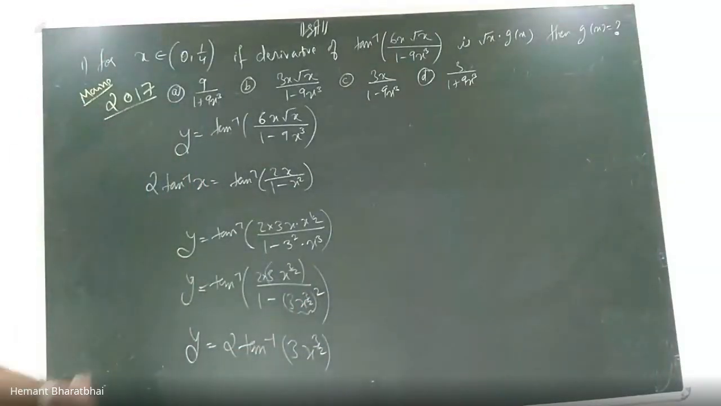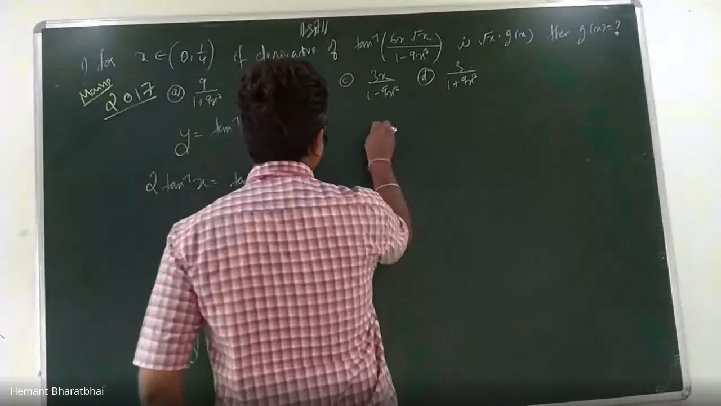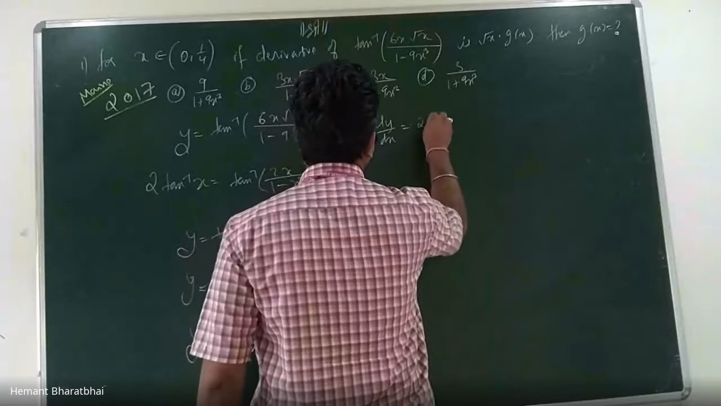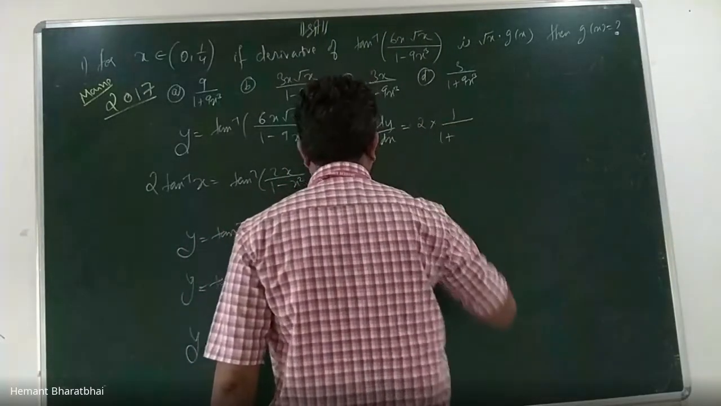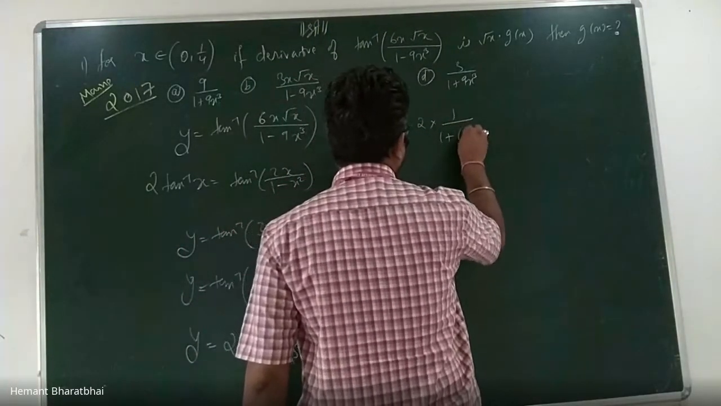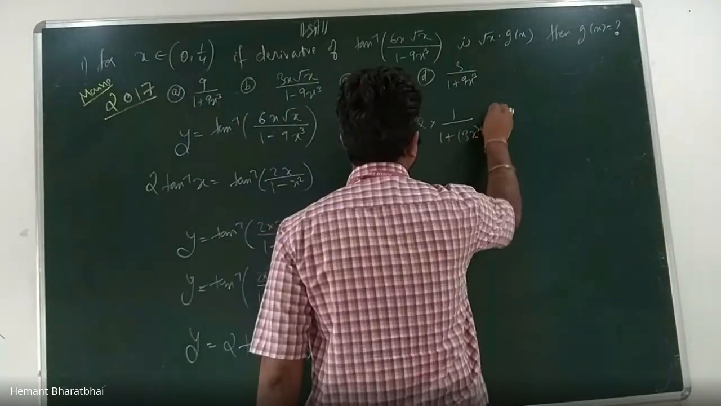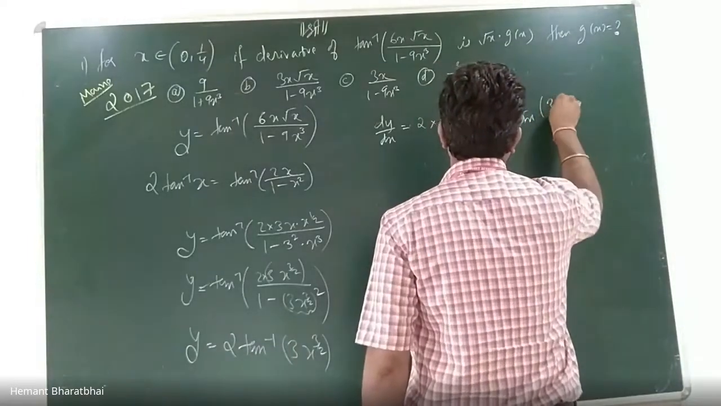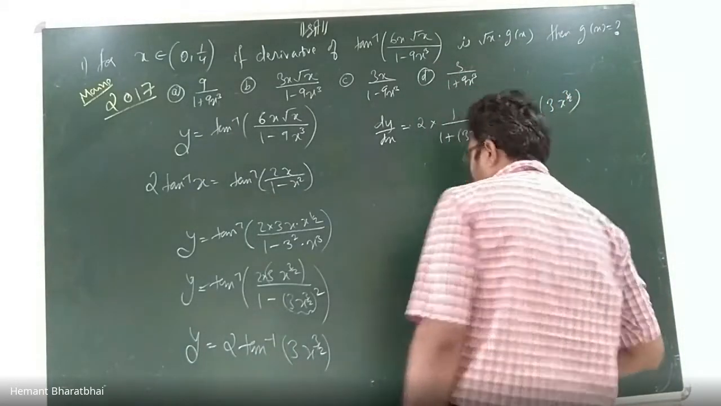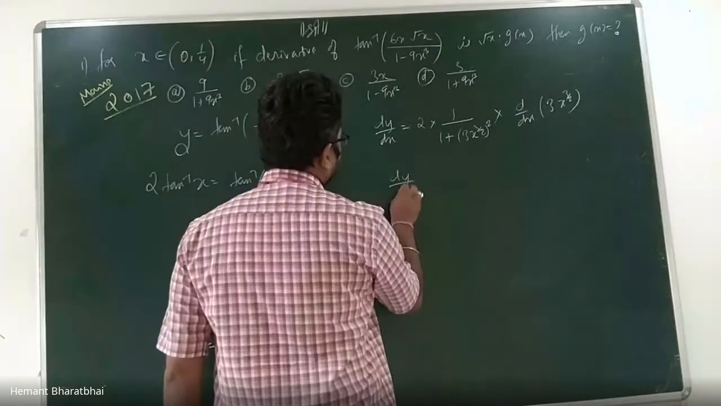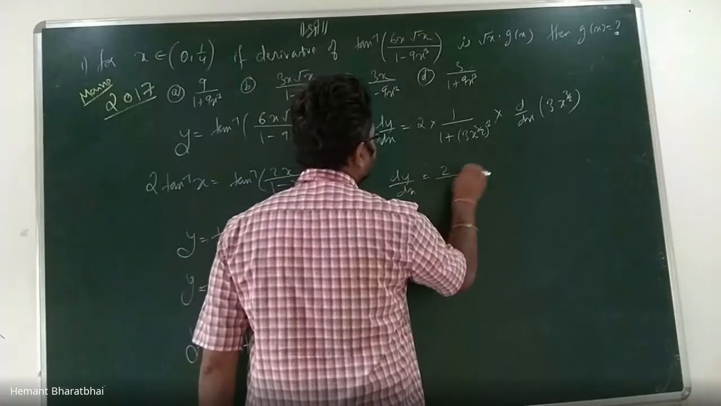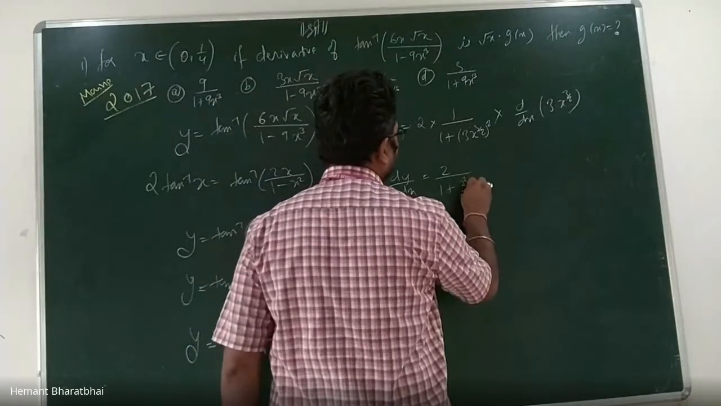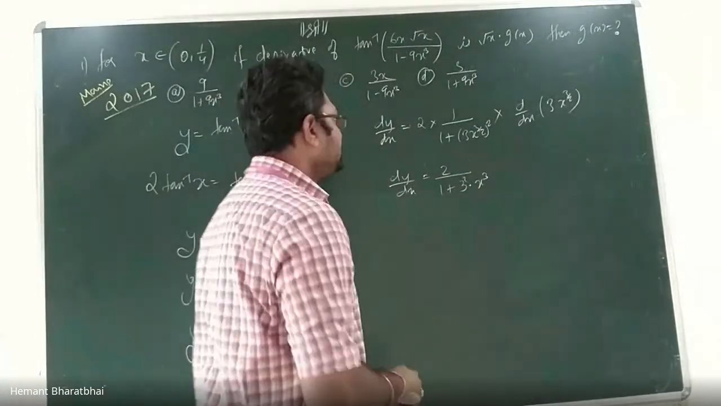Now it's become easy. Now I will take the derivative. So I will get dy by dx is equal to 2 into the derivative of tan inverse of x, which is 1 upon 1 plus x square. So that will be 3x raised to 3 by 2, the whole square, into d dx of 3x raised to 3 by 2 by chain rule. So I will get dy by dx is equal to 2 upon 1 plus 3 square into x cube raised to 3 by 2 into 2.